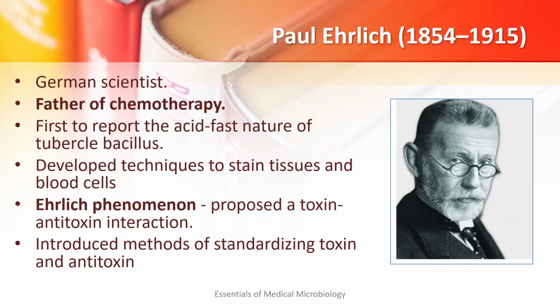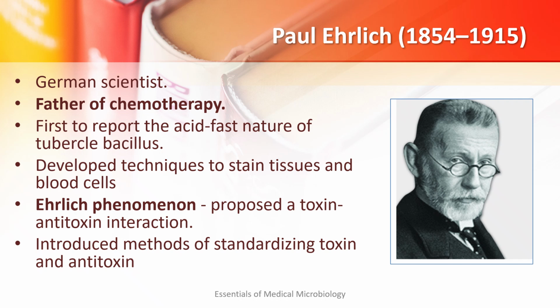The next contributor is Paul Ehrlich. He was born in the year 1854 and died in the year 1915. He was a German scientist known as the father of chemotherapy. He was the first to report the acid-fast nature of the tubercle bacillus. As you all know, Mycobacterium tuberculosis has mycolic acid in the cell wall. He developed staining techniques to stain tissues and blood cells, and he proposed one phenomenon called the Ehrlich phenomenon.